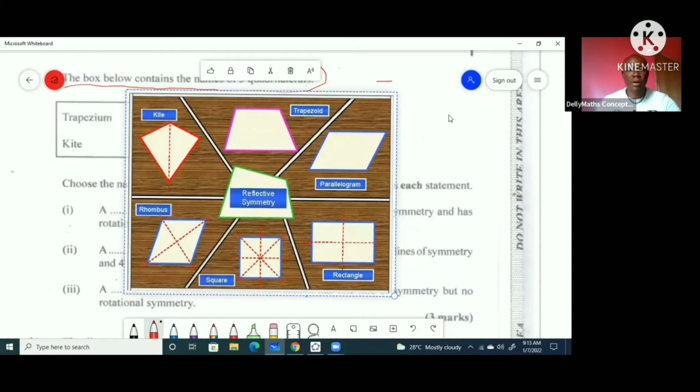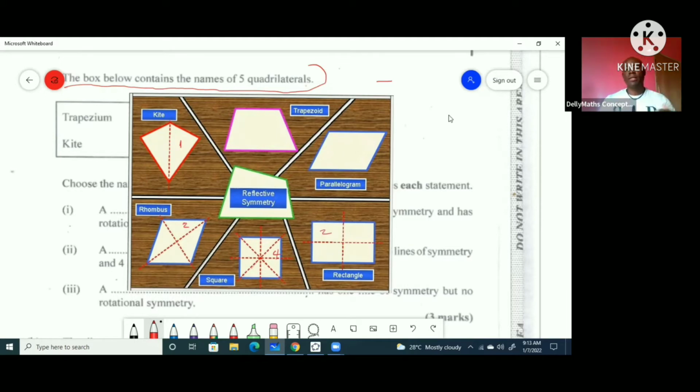We could see here that a kite has 1. The rhombus has 2. The square has 1, 2, 3, 4. The rectangle has 2. And these are just regular lines of symmetry. That's what we call reflective line of symmetry.